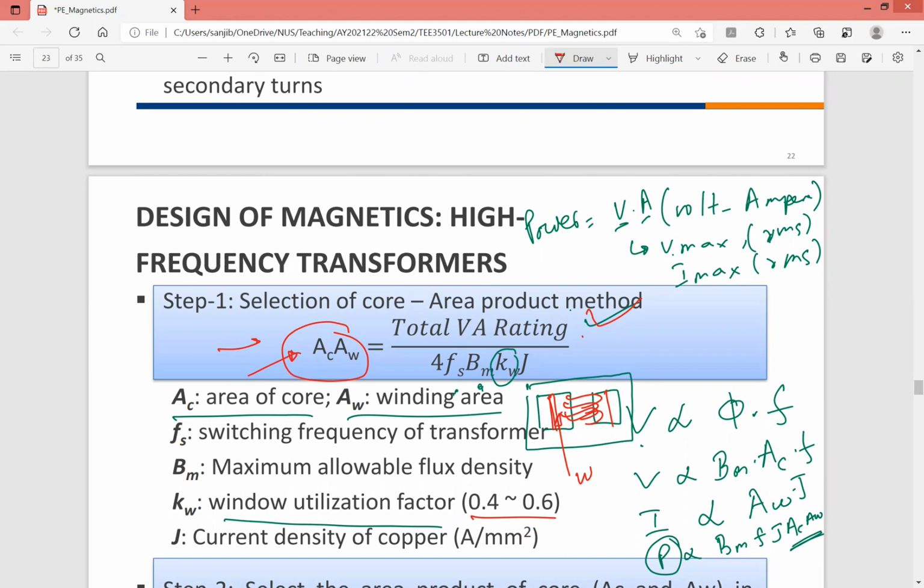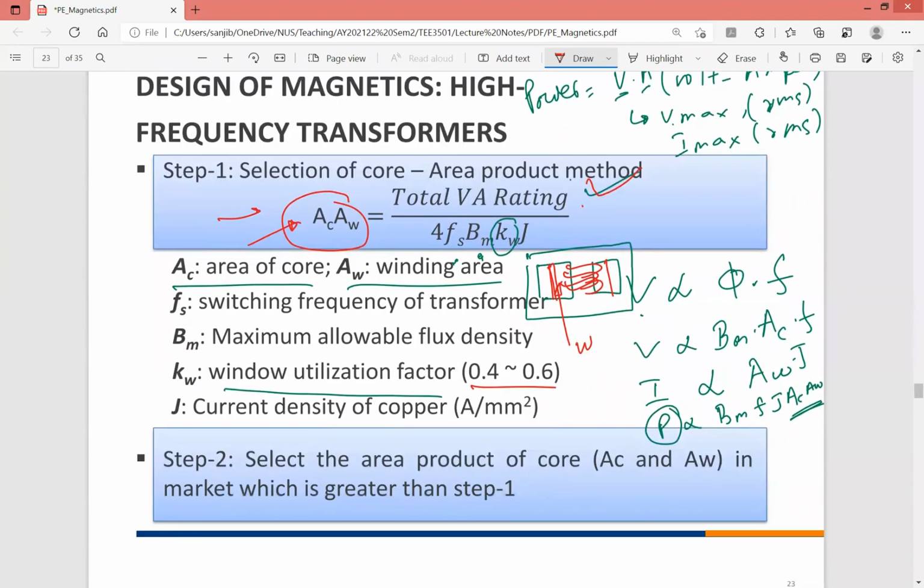So the cores in the catalog are listed according to this product. If you want to know the product, then you can choose a core that has something close to this or slightly more than this. Okay, so that's basically it. So you need to know what? You need to know the power handling capacity of the transformer. You need to know the switching frequency. You need to know the maximum flux you want to operate at.